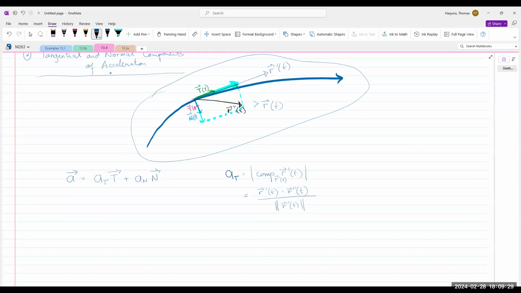While the normal component, okay, it's basically this part here. Imagine if we have this parallelogram, we need to find the height, right? We need to find the height. So what is the height of that parallelogram? The height of a parallelogram equals the magnitude of the cross product divided by the length of the base.